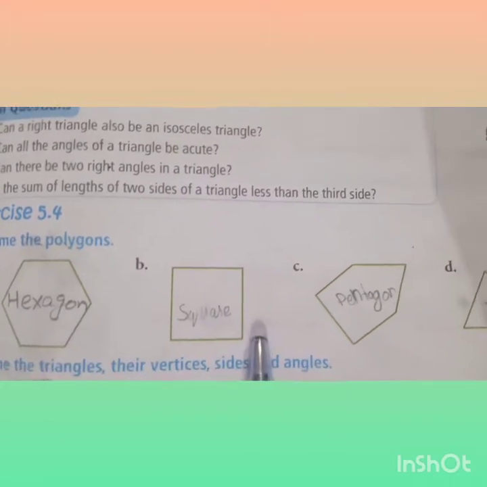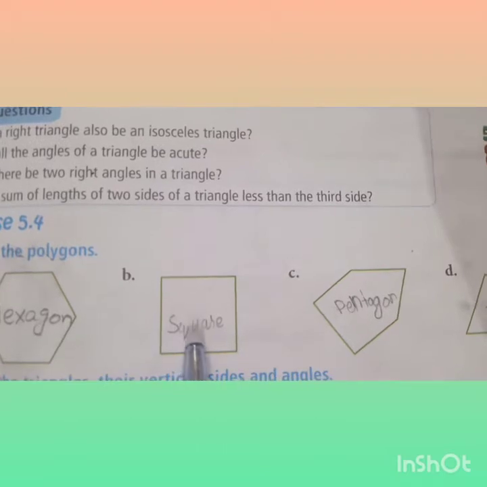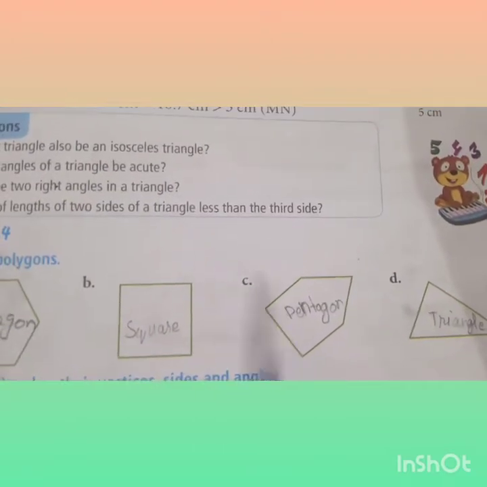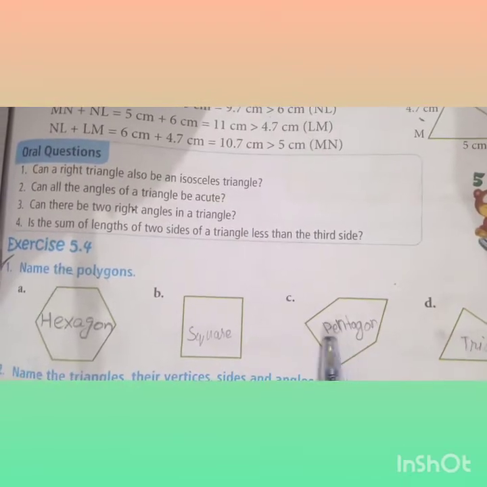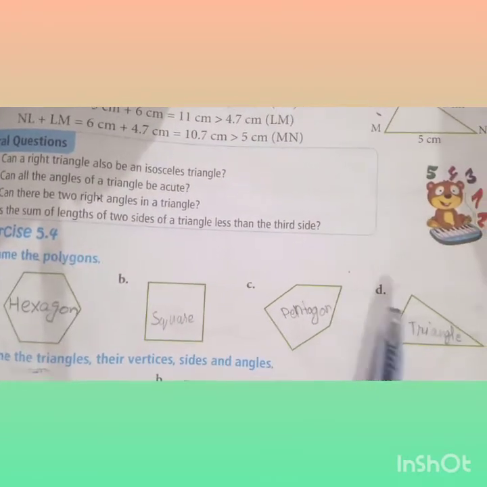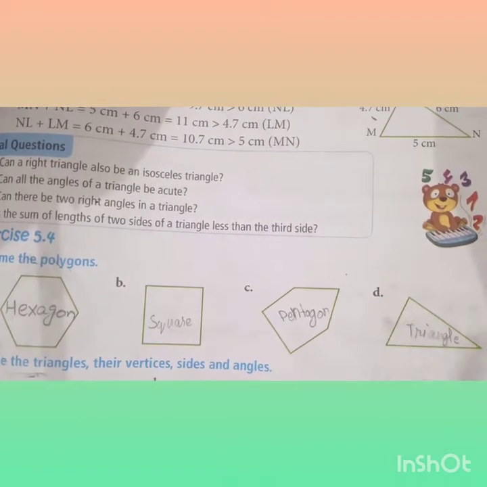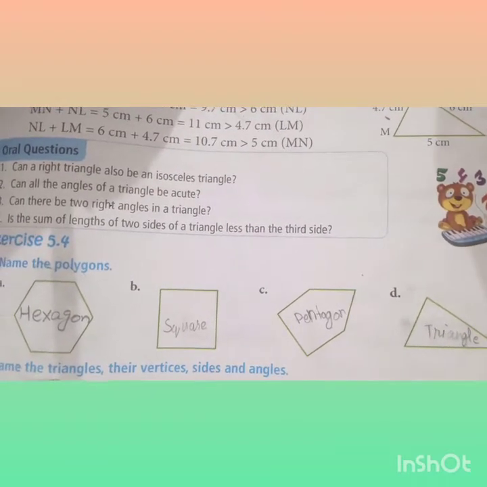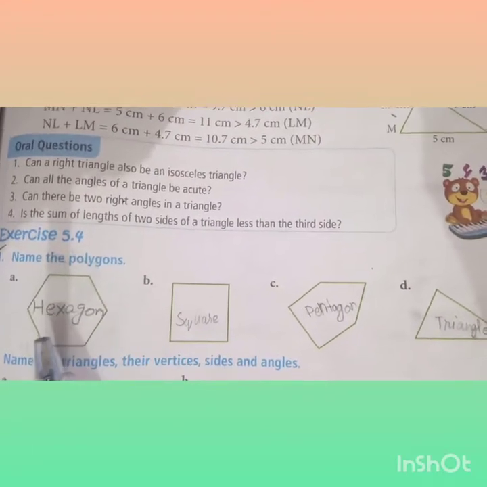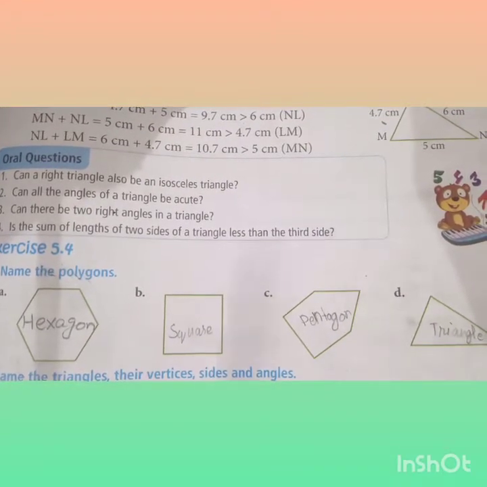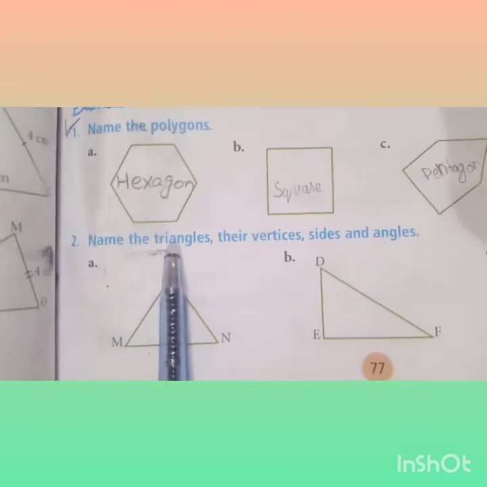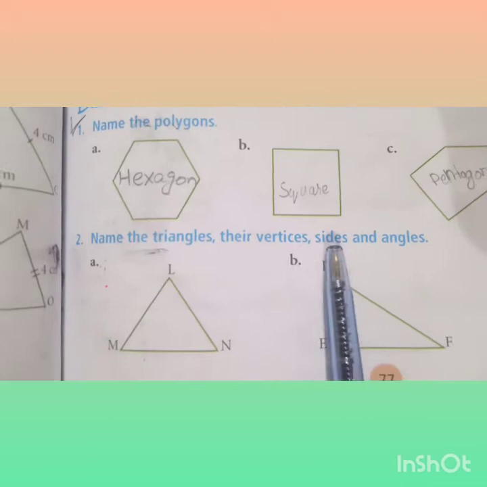B has 4 sides. We have written square. C has 5 sides. We have written pentagon. Pentagon has 5 sides, and D's diagram shows the triangle. Triangle has 3 sides. You can draw these diagrams on your blank page and name these diagrams on your lining page. Now question number 2 is name the triangle, their vertices, sides and angles.